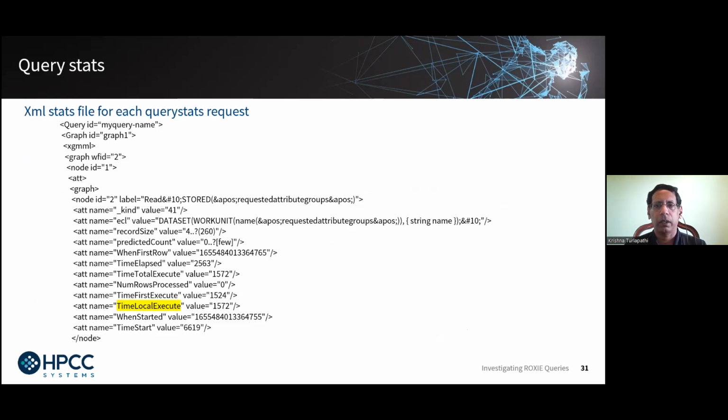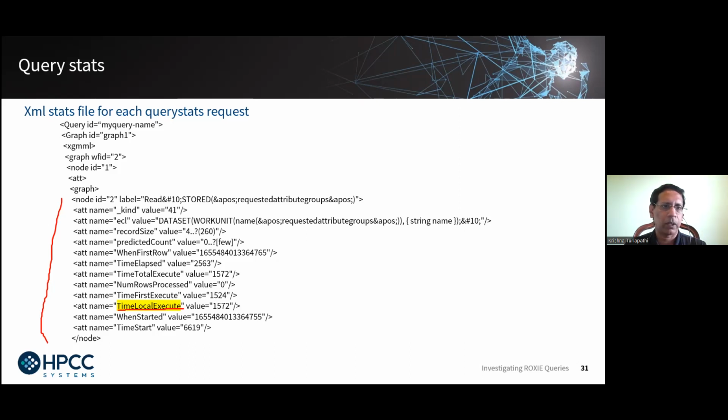This is how a sample query stats.xml output file looks. In this, we have information about one node. Typically, you will see multiple entries, one entry for each node in the full XML stats file. Now, pay close attention to the time local execute in every node of the XML file. This will give you information about the query performance.